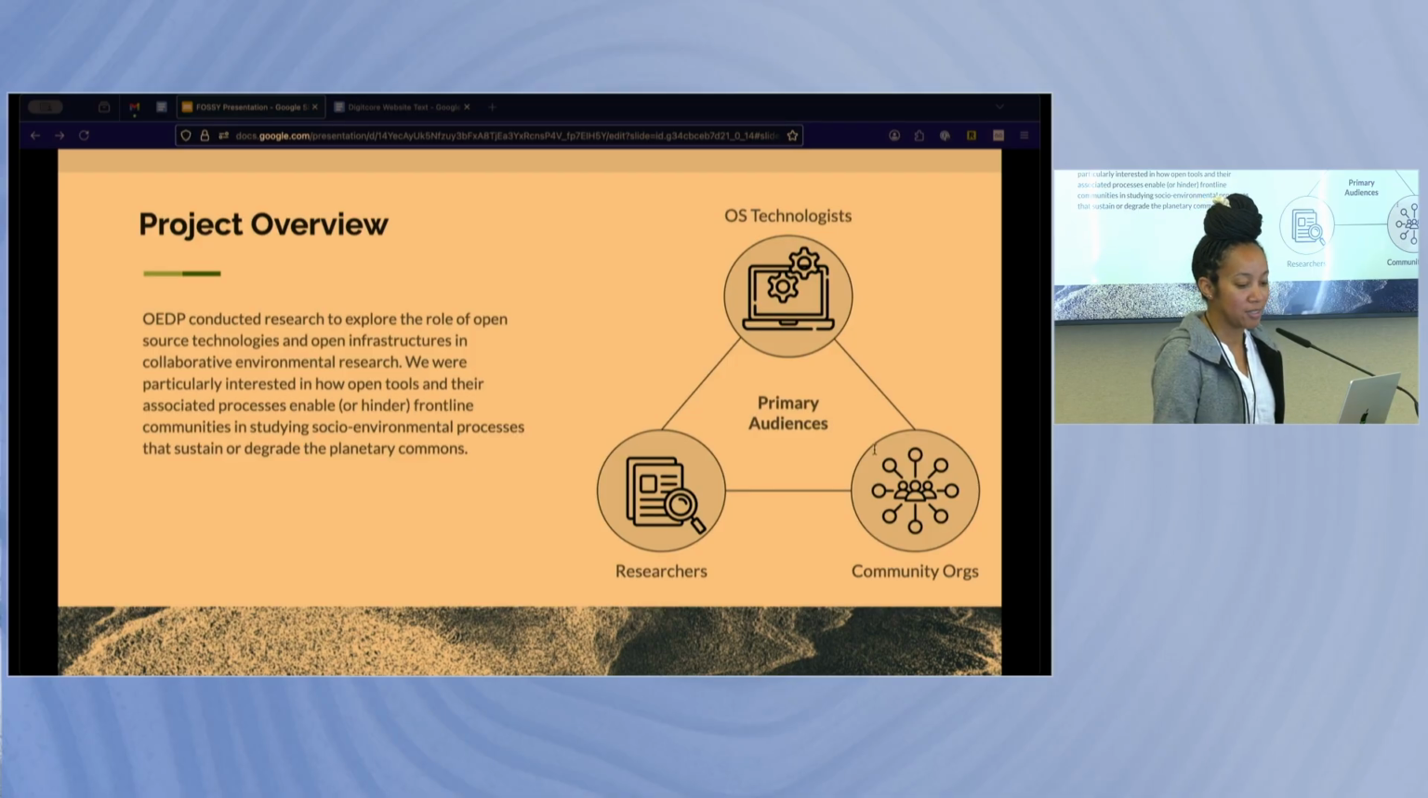Alrighty, so to start, in 2024, in the before times, OEDP conducted research to explore the role of open source technologies and open infrastructures in collaborative environmental research. We were particularly interested in how open tools and their associated processes enable or hinder frontline communities in studying social environmental processes that sustain or degrade the planetary commons. A lot of words, but just generally environmental research.